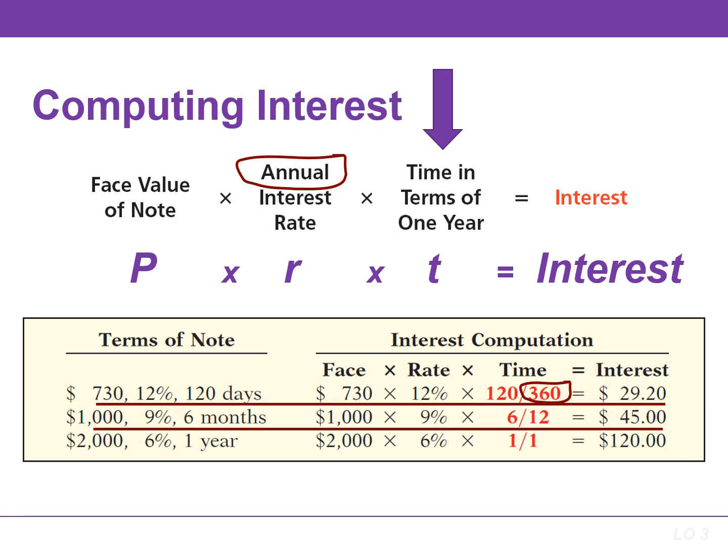When maturity date is stated in terms of months, the time factor is the number of months divided by 12. In this example, 6 divided by 12, or 50%. When the maturity date is 1 year, you simply multiply the principal or face value by the annual interest rate to obtain the interest.